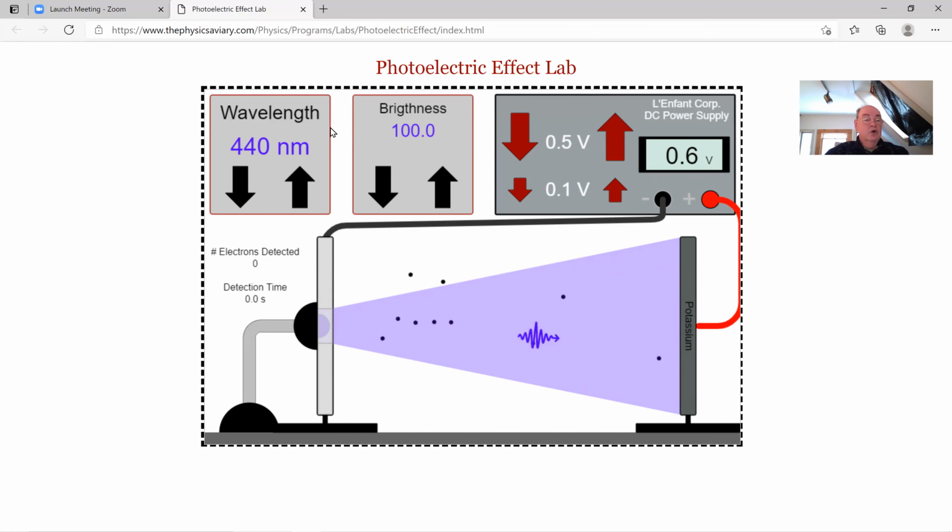Okay, we go back to an even more violet light. Even with that voltage, they'll get through as well. So that was the state of play.